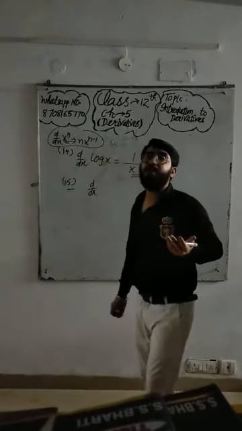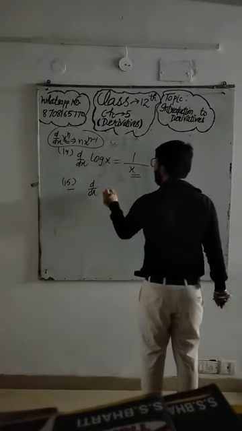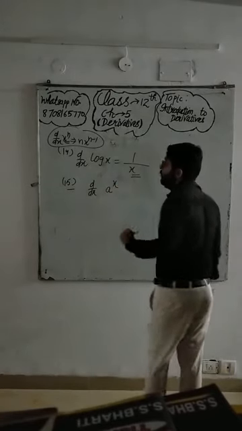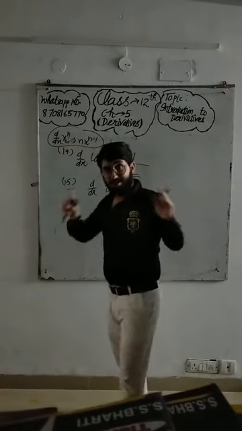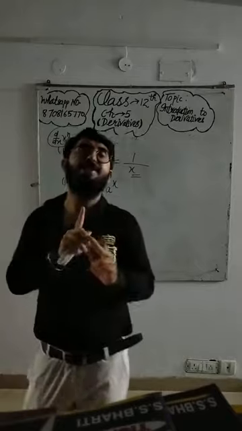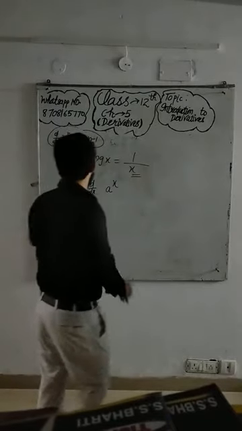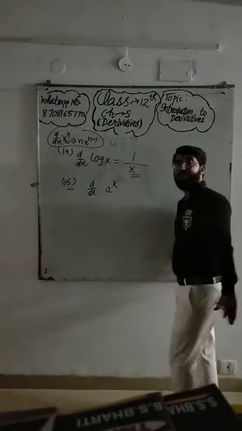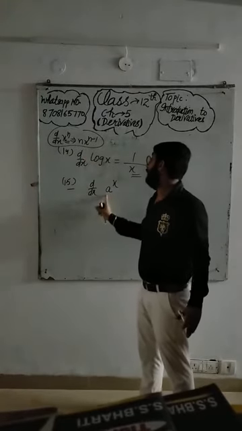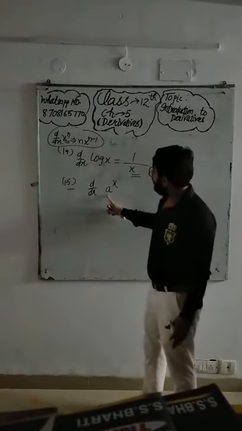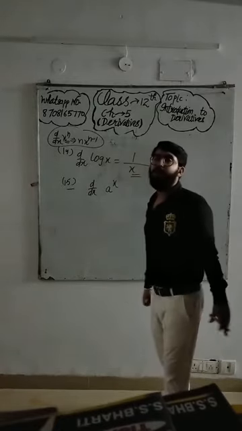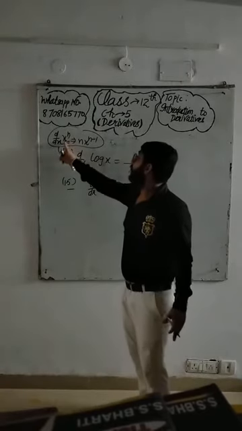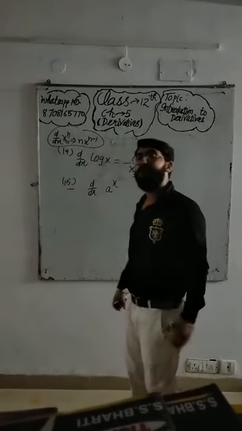Here the base is constant and the power is variable. There, the base was variable and the power was constant. They have been reversed now. So this is constant raised to the power variable, not variable to the power constant. What is the difference?